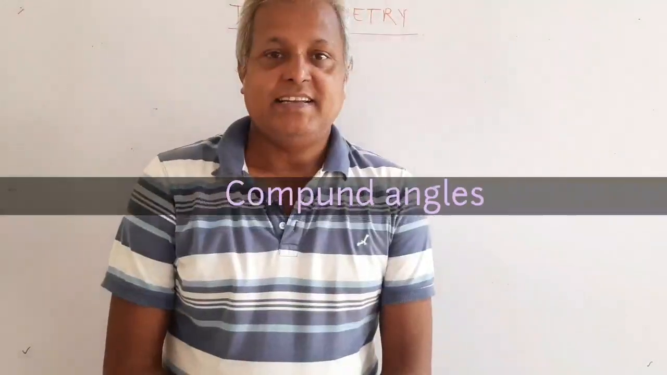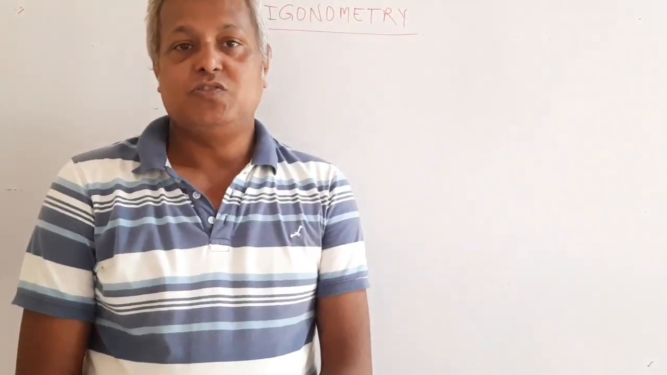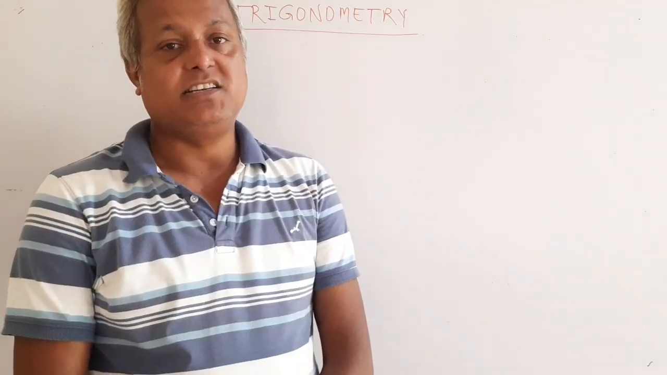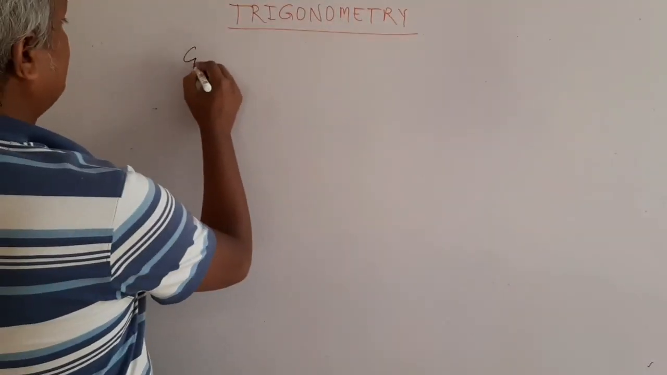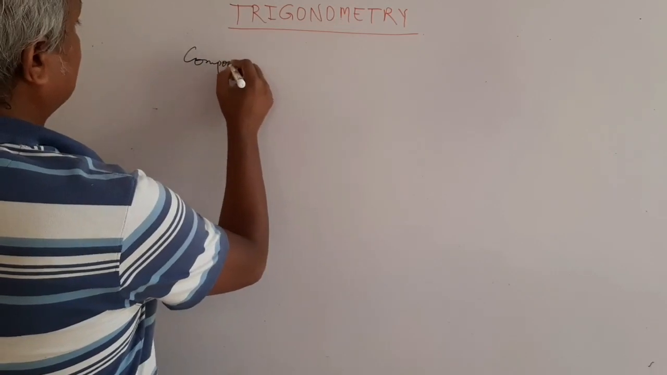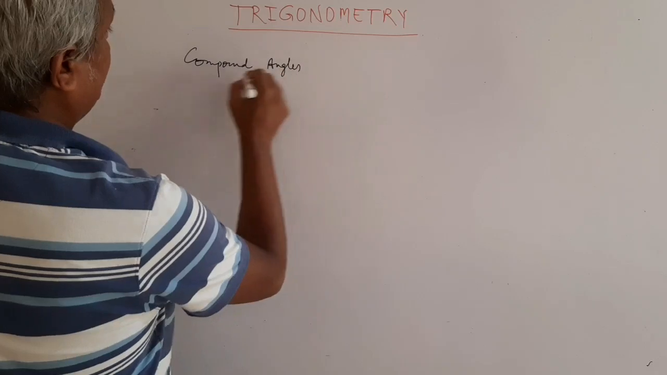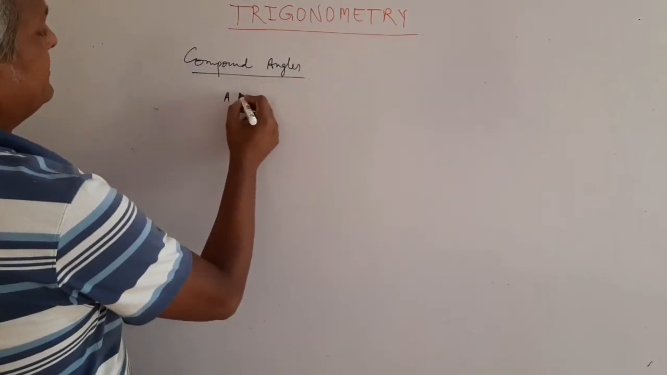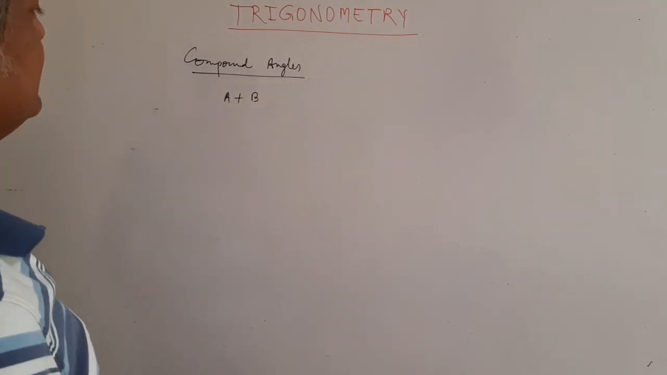Very good morning friends. In this video we are going to discuss compound angles, how to use simple angles to find the compound angles, which are just the sum of two or more angles. So they are called compound angles, like A plus B. A is an angle, B is an angle, A plus B is another angle.